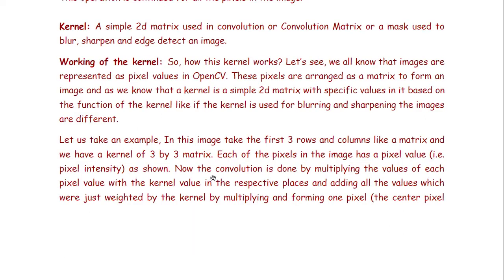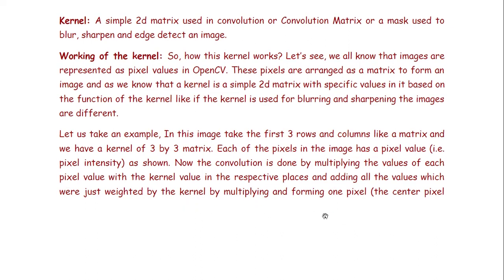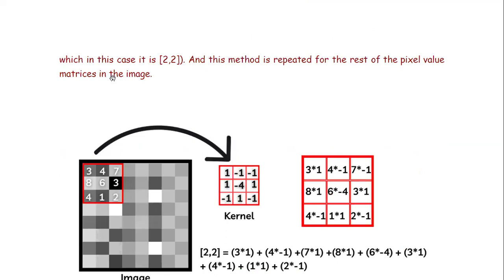So each of these is nothing but pixel intensity. Now the convolution is done by multiplying the value of each pixel with the kernel value in the respective places and adding all the values, which are just weighted by the kernel, forming one pixel, the center pixel, which in this case is (2, 2). This method is repeated for the rest of the pixel values of matrices in that image.